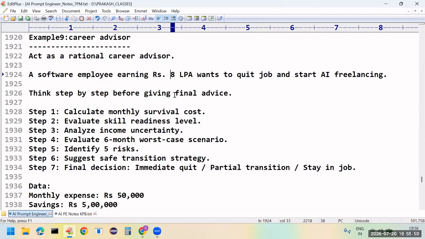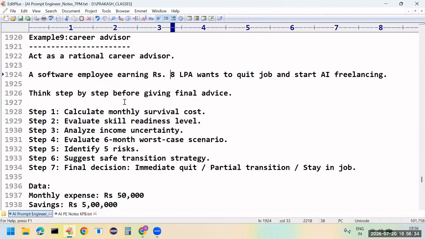What is the first step? Calculate monthly survival cost. Evaluate the skills readiness. Analyze the income uncertainty. Evaluate the 6 months worst case scenario: for 6 months, if there is no opportunity, what will be the scenario? Identify 5 risks. Suggest a safe transition strategy. Final decision: immediate quit, partial transition, or stay in the job.